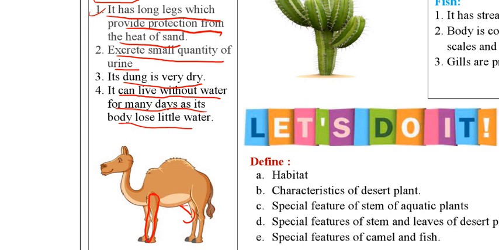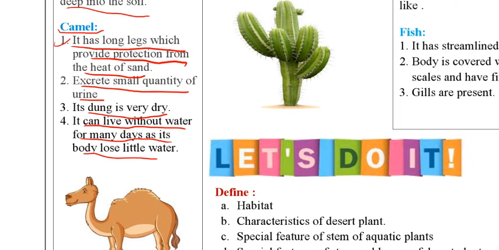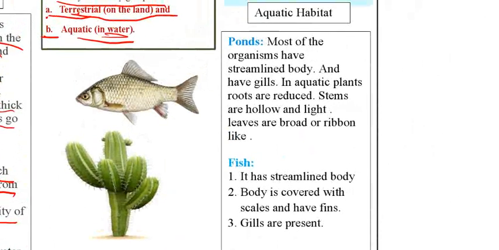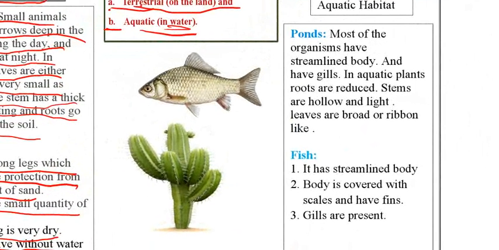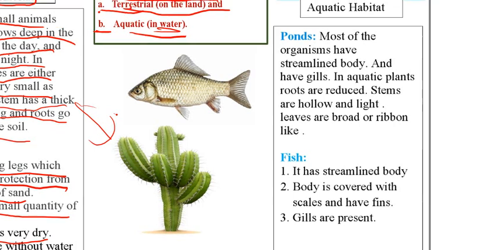Okay, so these are some features which make a camel able to survive in its habitat, in the desert habitat. Now you can see the picture of a cactus plant over here as well. So now we will come and talk about the aquatic habitat.